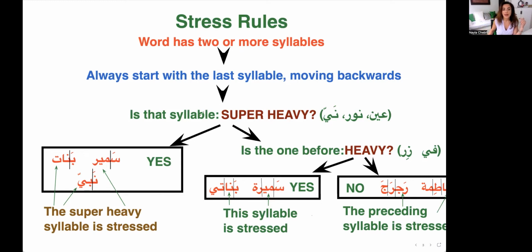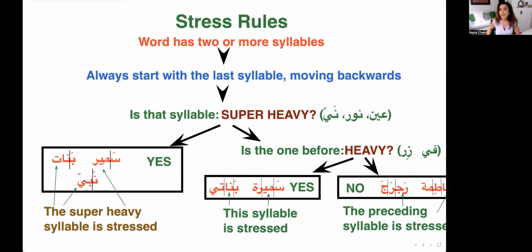You ask, so you're starting with the last syllable. You ask, is that syllable super heavy? This is a reminder, what's a super heavy syllable? It's consonant, long vowel, consonant, like ayn, nur, or consonant, double long vowel. These are super heavy syllables. So back to the question, is that syllable super heavy? Yes.